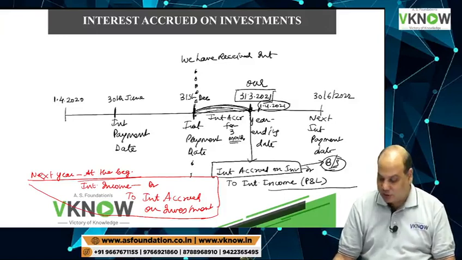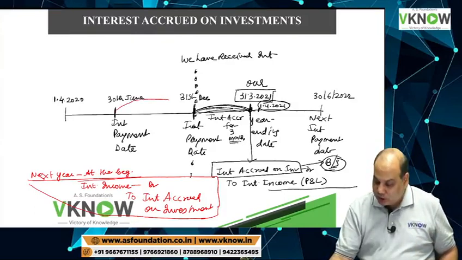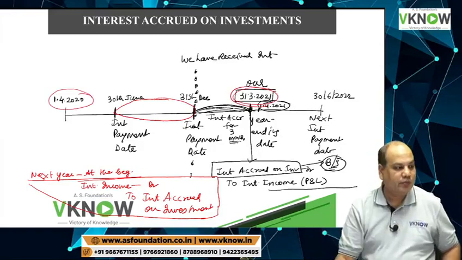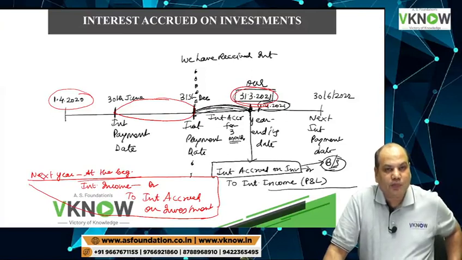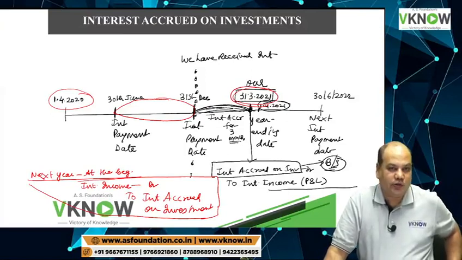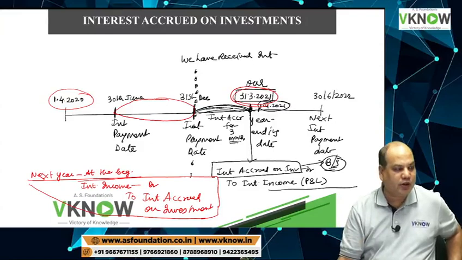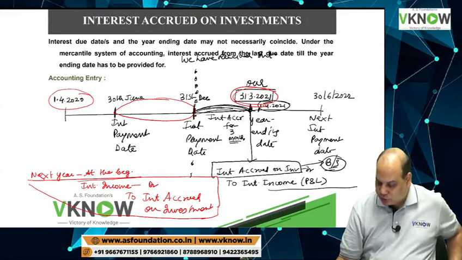Reversal of this entry. So the student has to take this care. If the interest dates are different from the year ending date, then the problem of accrued interest will arise. If the interest date and year ending date are the same, then the problem of interest accrued will not arise. Okay? So now you read your notes, you will understand.